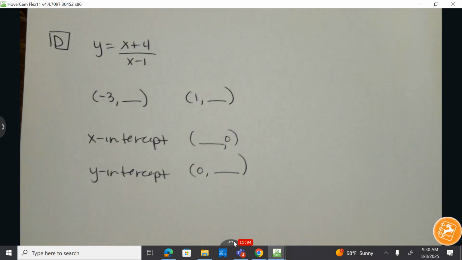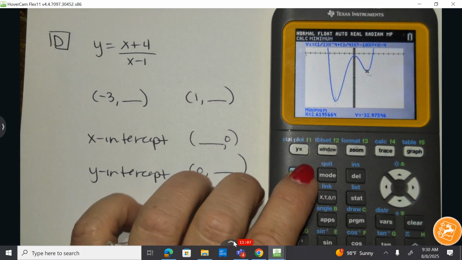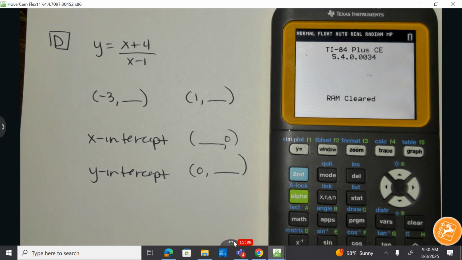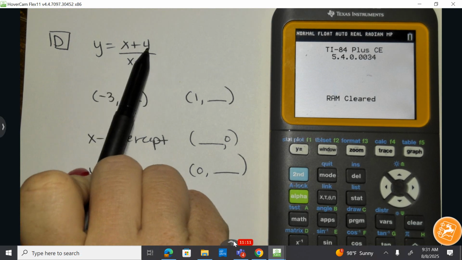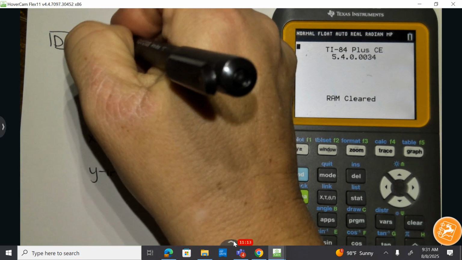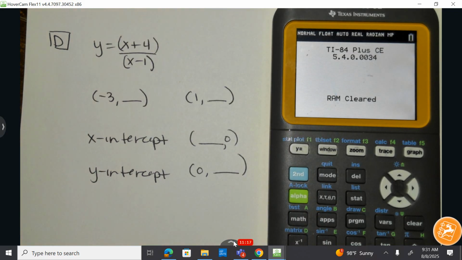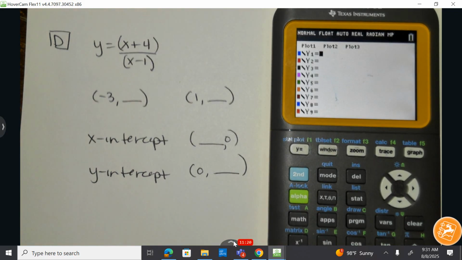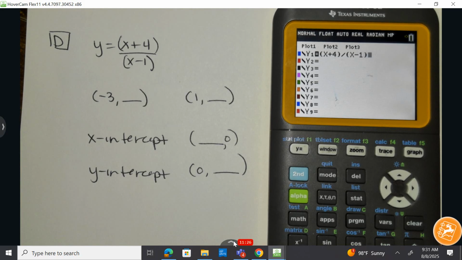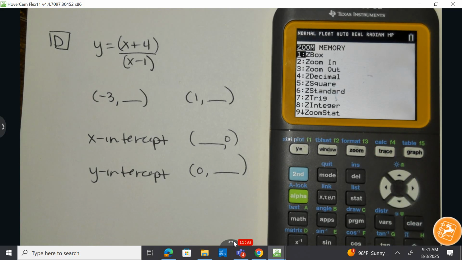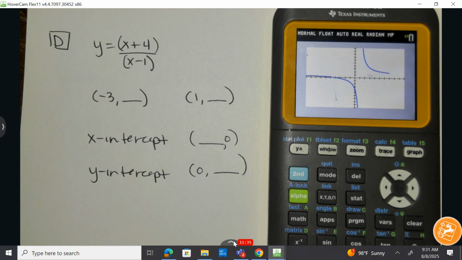For this video, we're on our final example. What I need you to recognize is that when you have a numerator and a denominator, you must include parentheses, even if they don't show on your paper as you plug it in. So let's go up to y equals, and we're going to type in x plus 4 in parentheses, divided by x subtract 1 in parentheses. Now I'm going to hit zoom standard. Looks good.